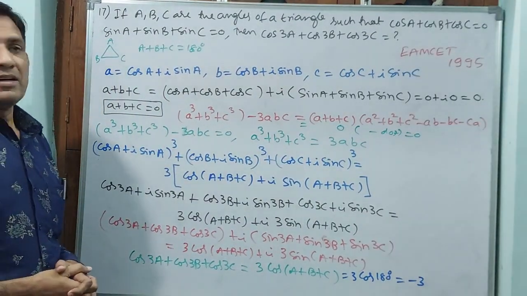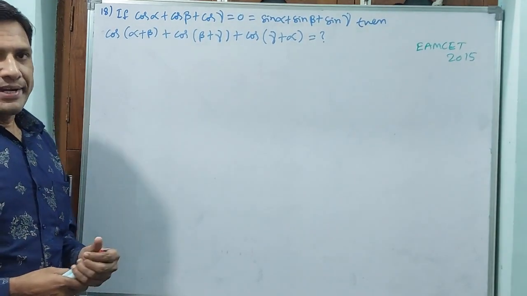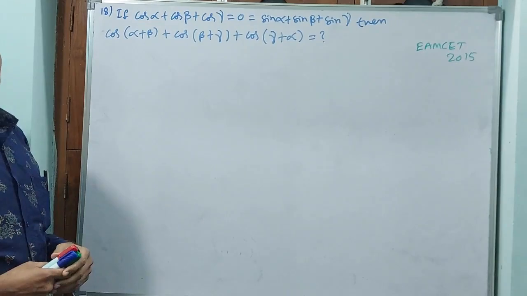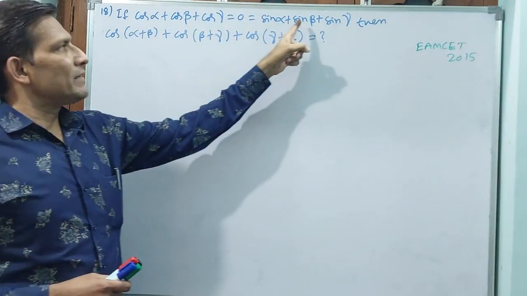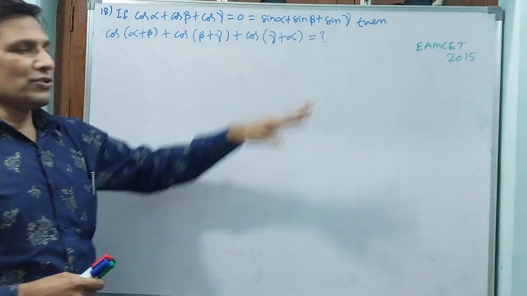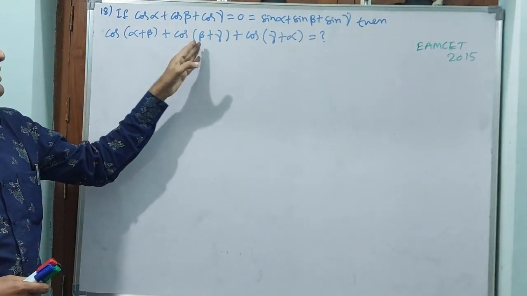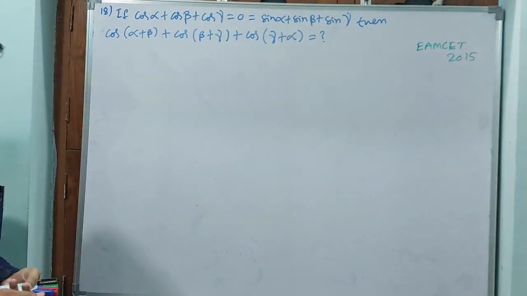Understand this question? Let us go for 18th. Okay, see question number 18. This is asked in EAMCET 2015. If cos alpha plus cos beta plus cos gamma is equal to 0, also sin alpha plus sin beta plus sin gamma is equal to 0, then cos of alpha plus beta plus cos of beta plus gamma plus cos of gamma plus alpha is equal to how much, they are asking.